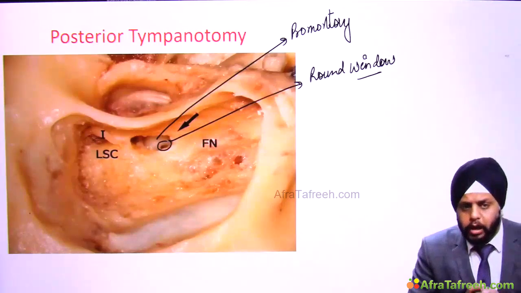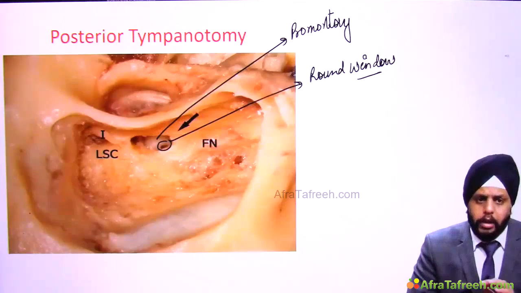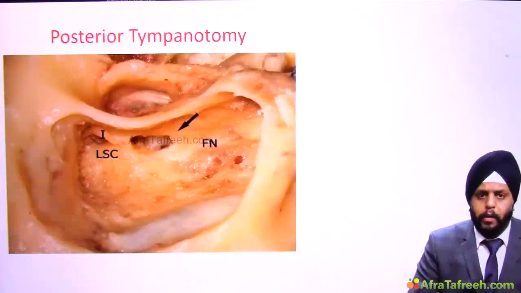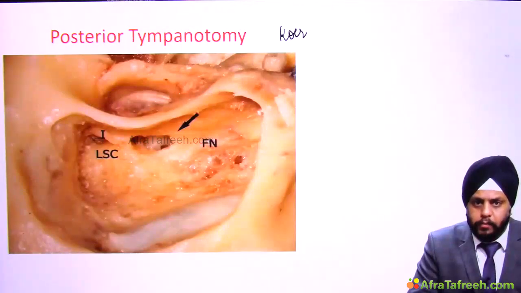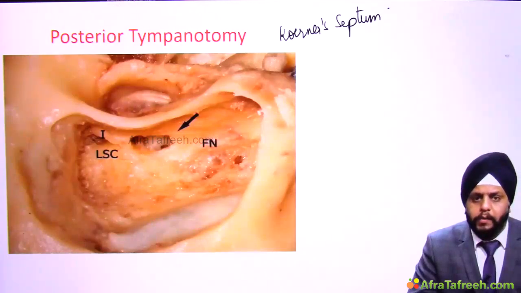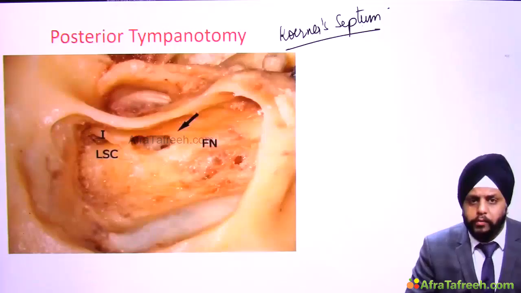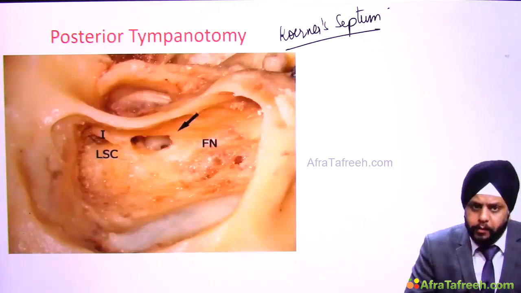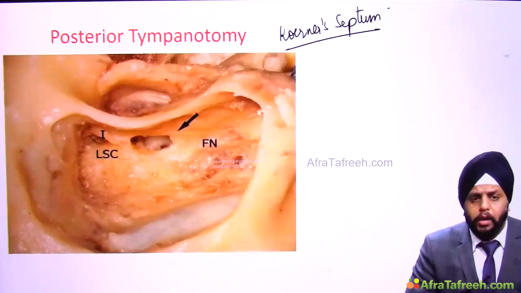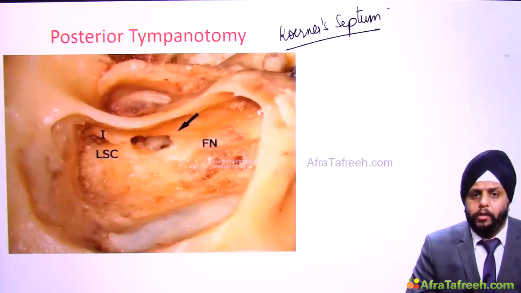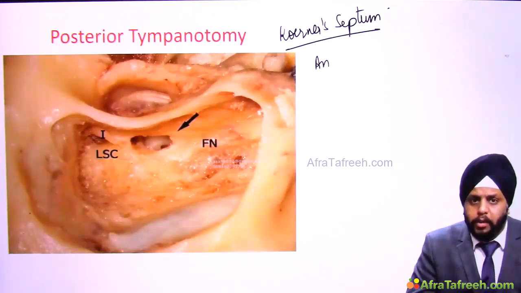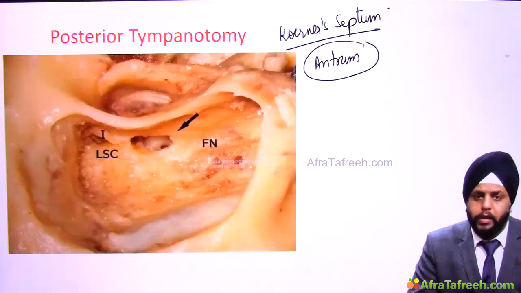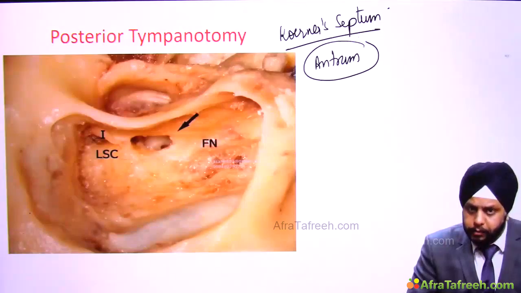Okay, now before I go forward, remember in the embryology I taught you about Korner's septum. So what is Korner's septum? Korner's septum is a persistent petrosquamous suture. Now, if this Korner's septum is present, I told you at that time, it becomes difficult for us to find the antrum. Why? Because the antrum is hidden medial to Korner's septum. Korner's septum is lateral to the antrum.